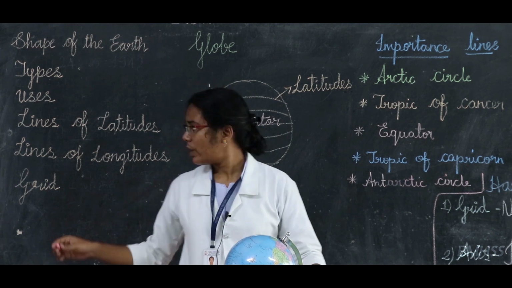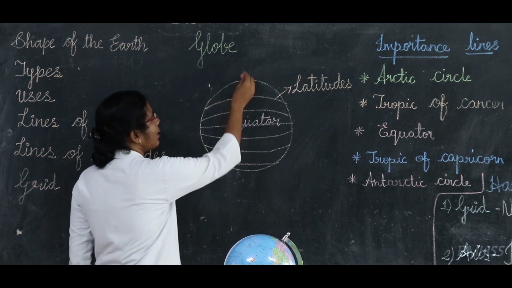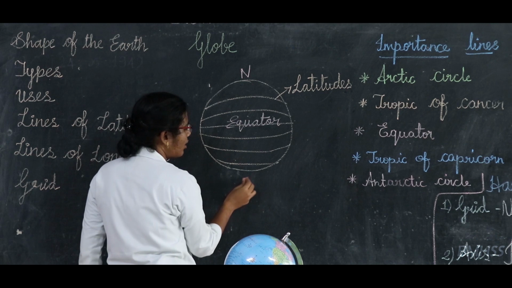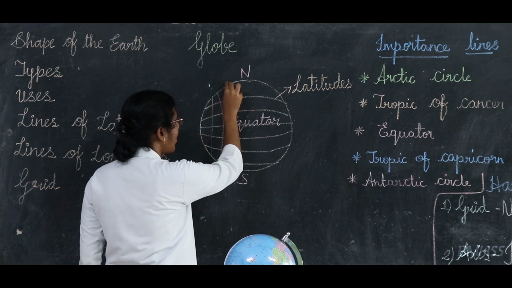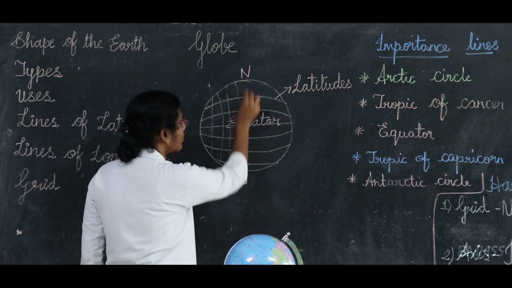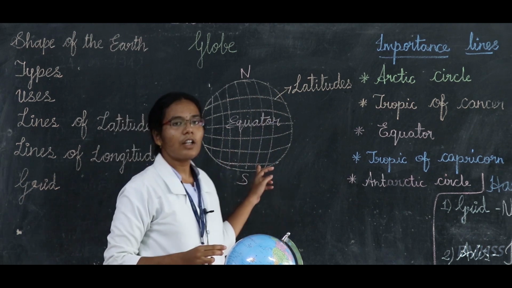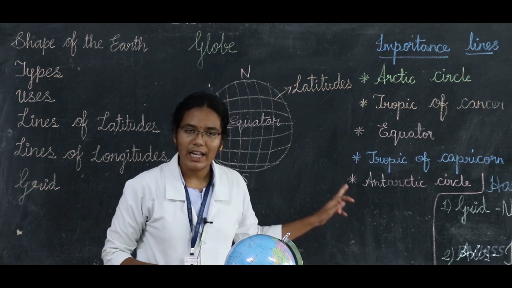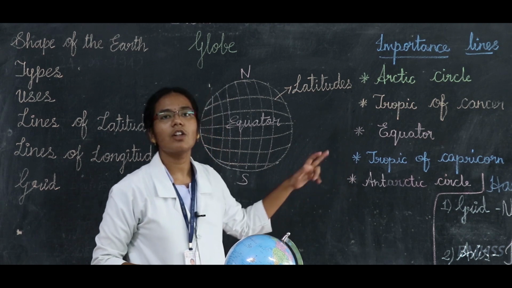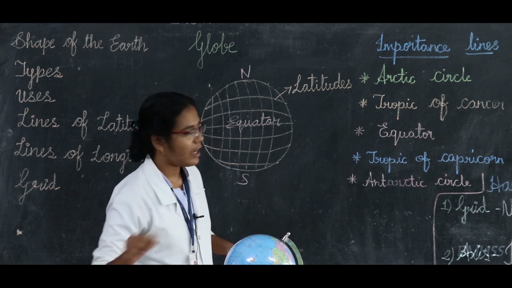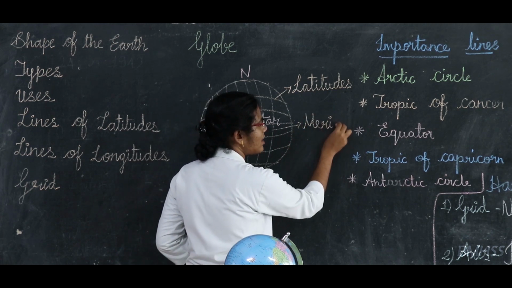Listen children, next we are going to see lines of longitudes. What is meant by longitudes? Longitude is a line which runs from the North Pole to the South Pole. There are totally 360 lines of longitudes. They are also called meridians.